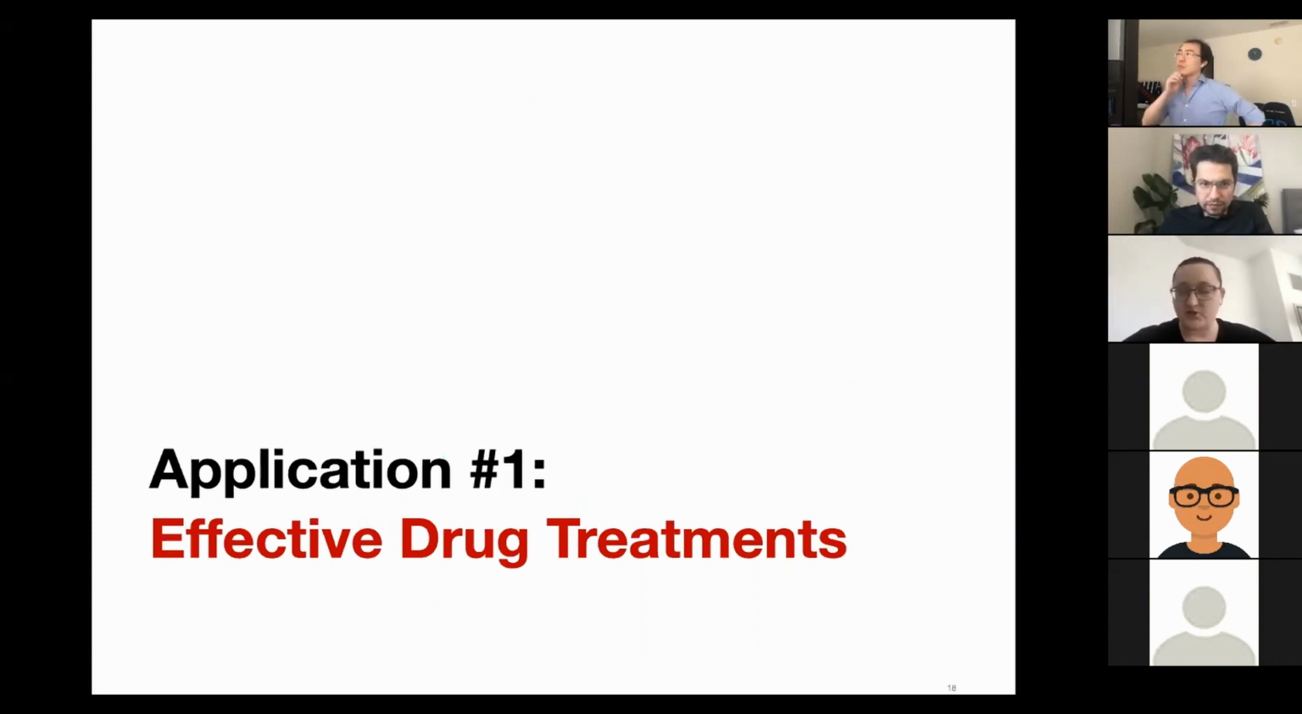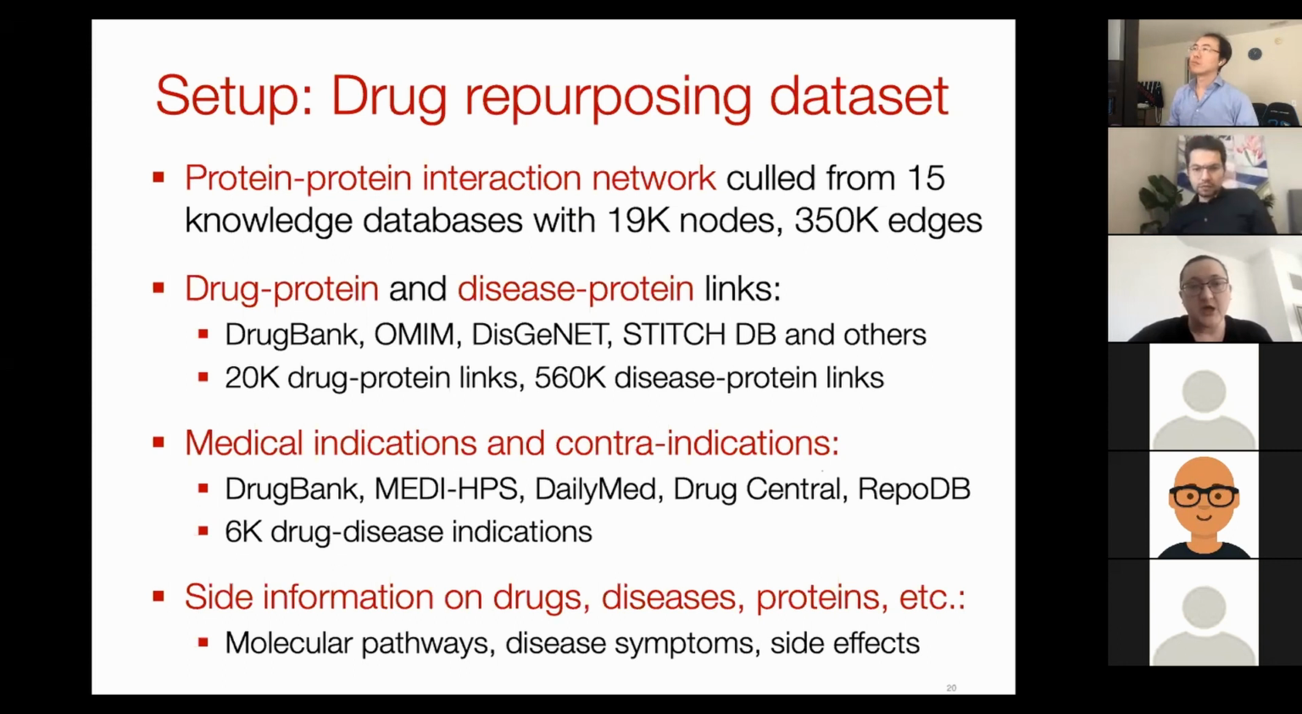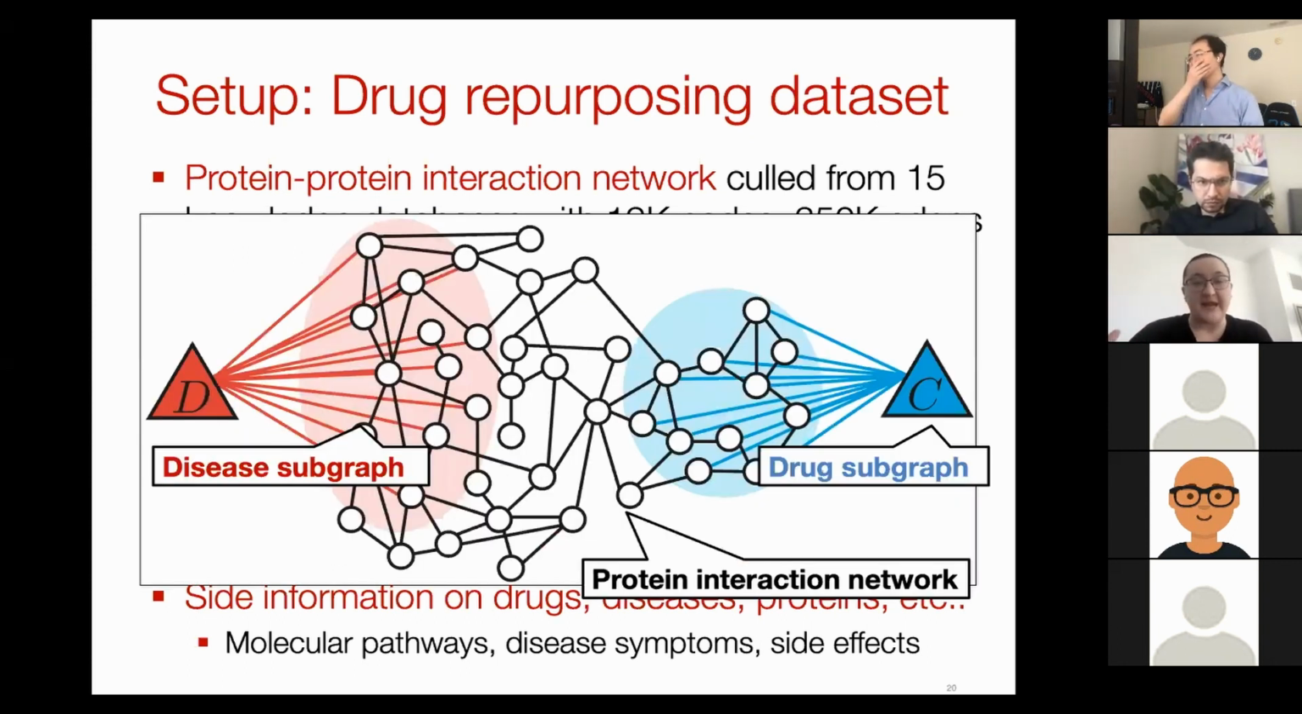Let's now look at what kind of questions we can ask and answer with this method. The first experiment I will describe is related to drug repurposing. Here we worked with our collaborators to pull together a large protein interaction network from 15 biorepositories, information on drugs and diseases to construct drug and disease subgraphs, and also information from our collaborators at the FDA and Drug Central on medical indications and contraindications to construct a large representation that looked like that. So we had the underlying protein interaction network. Onto that network, we have a large number of disease subgraphs and a large number of drug subgraphs. Exactly the kind of structure that I showed in the beginning of the talk to motivate this part.